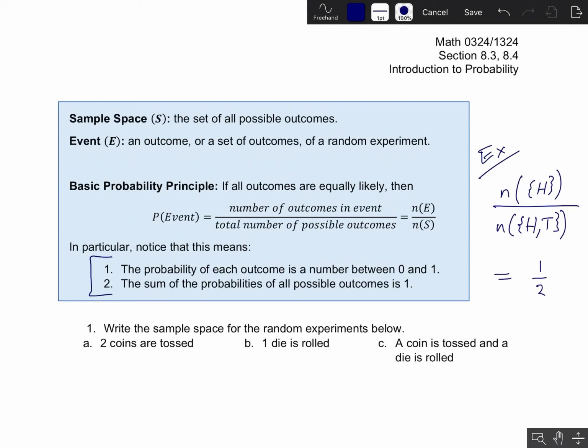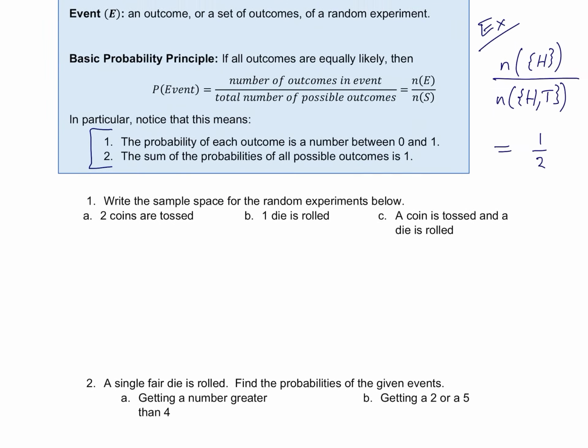And you also get that the sum of the probabilities of all possible outcomes is 1. In other words, the probability of flipping a heads plus the probability of flipping a tails, those need to add up to 1 because the sample space is a guaranteed event. In other words, you have to flip at least either a heads or a tails. Those are the only possible outcomes. So the total probability that either a heads or a tails occurs would have to be 1.